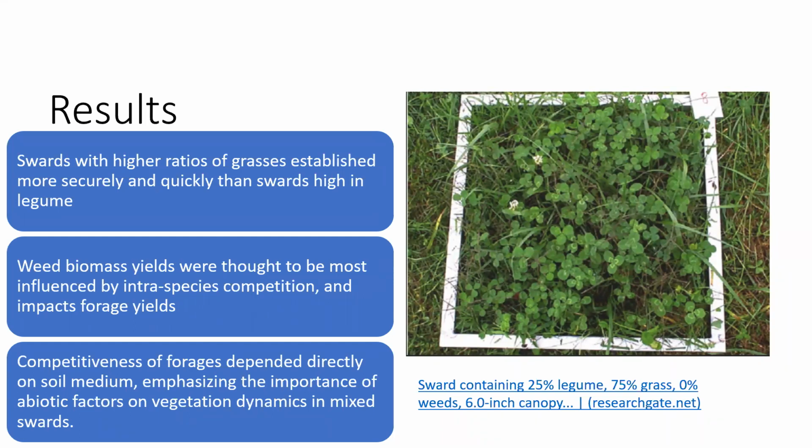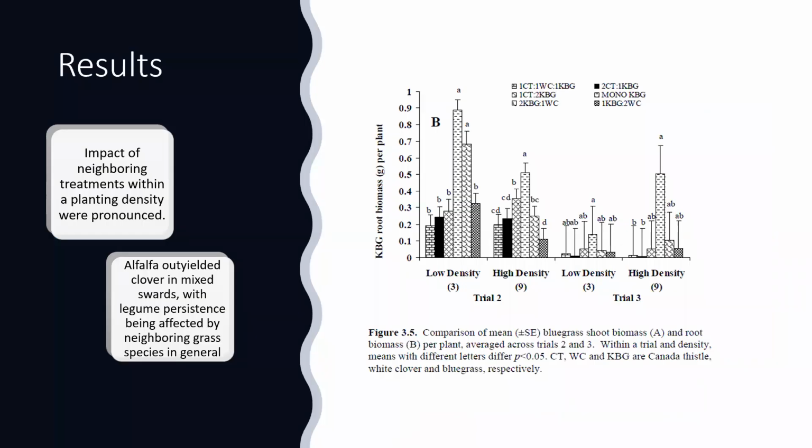And I just wanted to highlight how, again, some sampling would have occurred inside of a pasture using a quadrat. The results were that the impact of neighboring treatments within a planting density were quite pronounced, as well as the differences in growing and the speed at which they grew, how quickly this is established also.